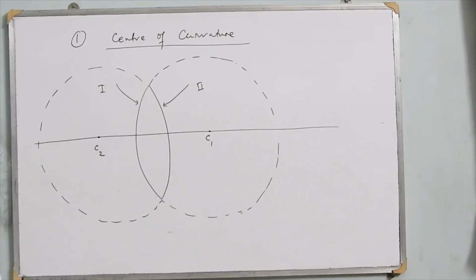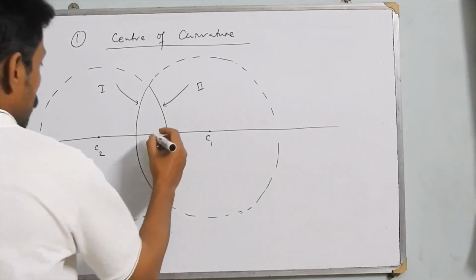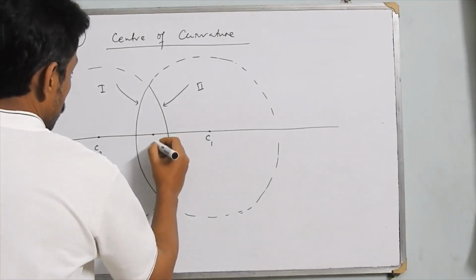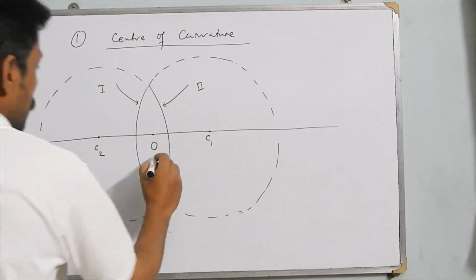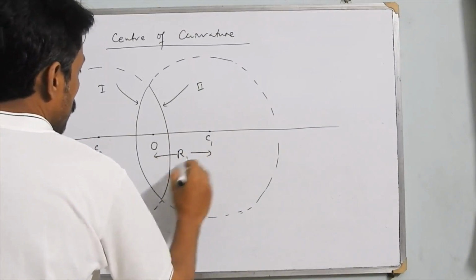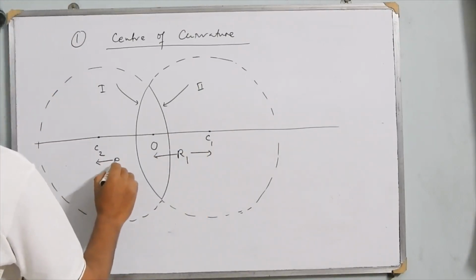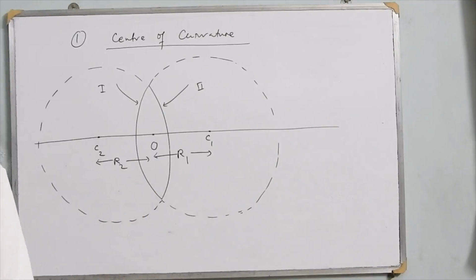So this center of curvature, its distance from the optical center is called the radius of curvature. So in this case, this is one radius of curvature R1 and this is another radius of curvature R2. This point O is called the optical center of the lens. Now, optical center is nothing but a point on the principal axis through which a ray will pass undeviated, if it is a thin lens indeed.